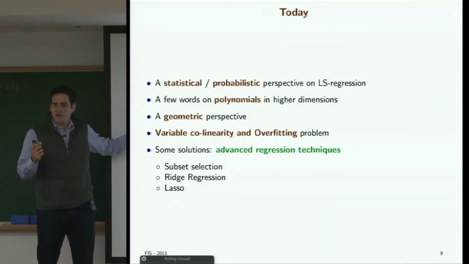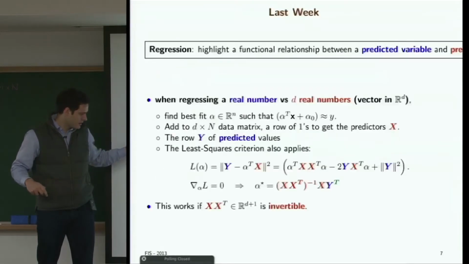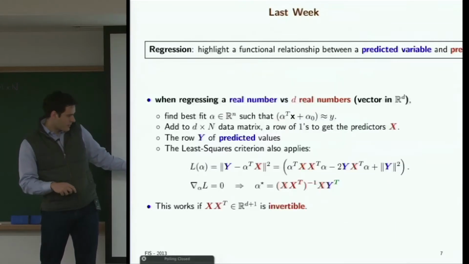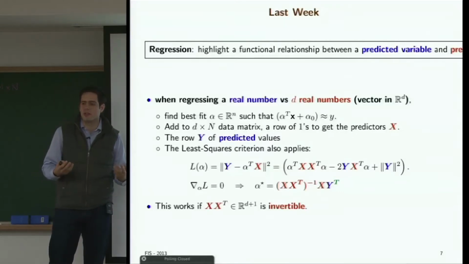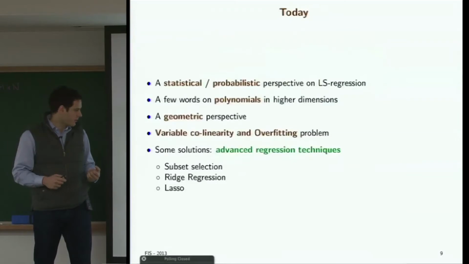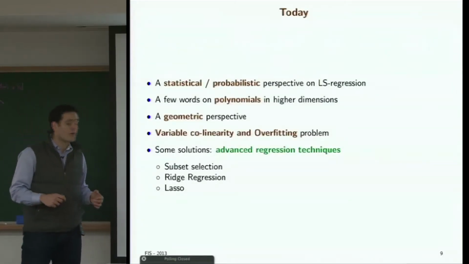Since it was part of the first assignment, I will just tell you why it's a problem to run regression with polynomials in higher dimensions. I will emphasize a geometric perspective on regression. That is, when we try to find an alpha which minimizes this, what are we doing? Can we have a geometric intuition? And when can this work? And then we will close the lecture with some words about overfitting.